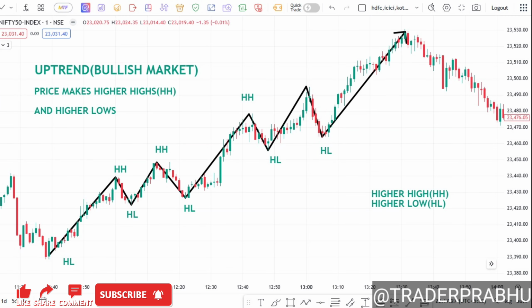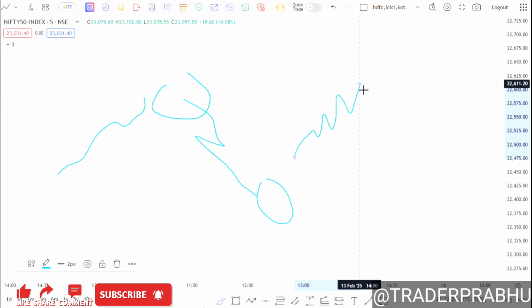Uptrend means higher highs, higher lows. Imagine driving up a hill, price keeps making higher peaks and higher valleys. Example, if a stock moves from 100, then 120, then 110, 140, 125, overall, that's an uptrend.